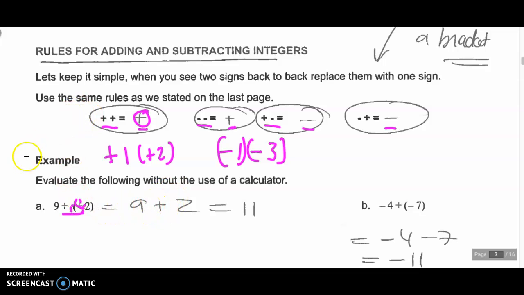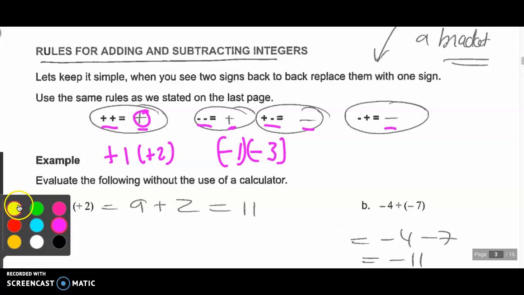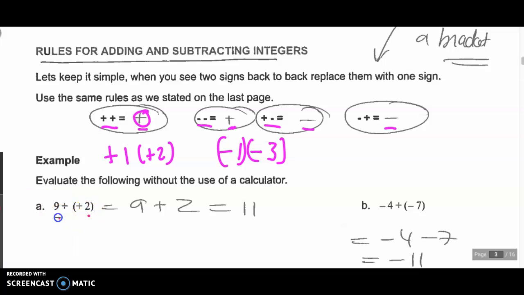So let's go back here. I got my eraser. I can't even see this. Let's go back here and take a look at what's going on. Let's change it up a little bit. Let's look at 9 + 2. 9 + 2 becomes 9 + 2. The two positives turn into one positive, and then you go from there and get 9 + 2 is 11.